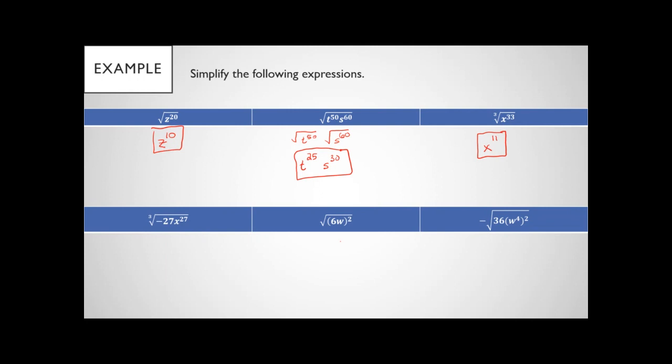Now on the bottom, they get a little more complicated because they involve numbers, but it's really not so bad. Bottom left, we've got the cubed root of negative 27 x to the 27th. I'm going to split this up so I have the number part separate from the variable part, because they play by two different rules.